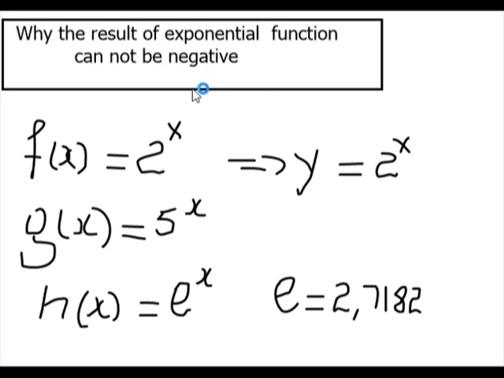Hello guys, today I want to answer specific questions. Why the result of an exponential function cannot be negative? Most of the time students are asking this question. Why can they have the value of y, that means the range? Why can this value not be negative?